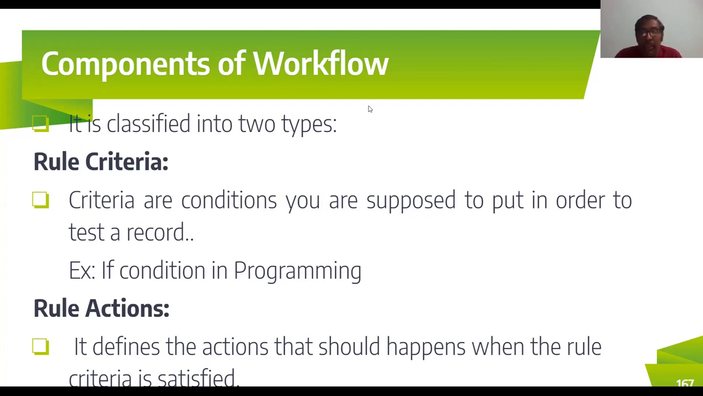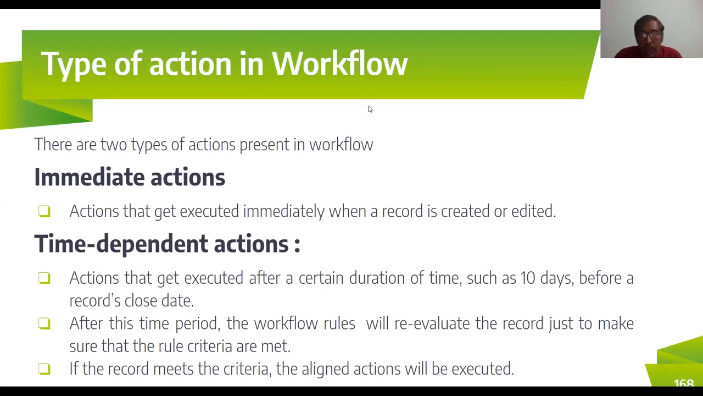Then what are the rule actions? They define the action that should happen when the rule criteria is satisfied. When the rule criteria is satisfied, some action will be performed. There are two types of actions here: one is called immediate action, the other is called time-based action. Immediate action is executed immediately when the record is created or edited. Time-based action, whereas, is based on a particular time. When the criteria is met, based on the timing, the action will be performed.